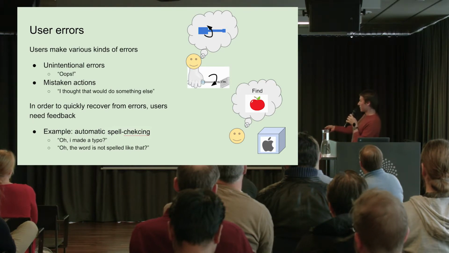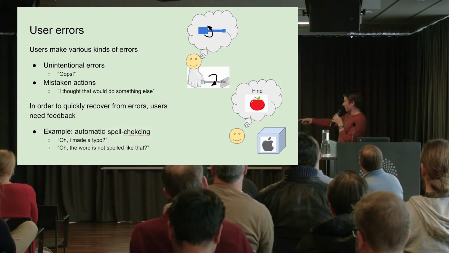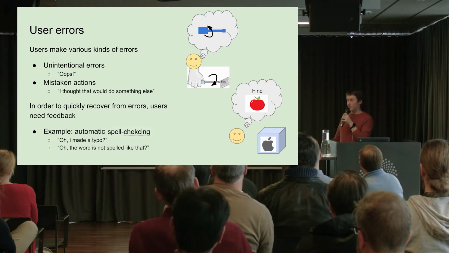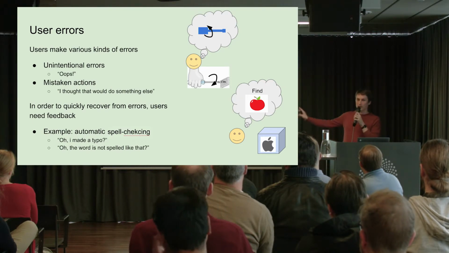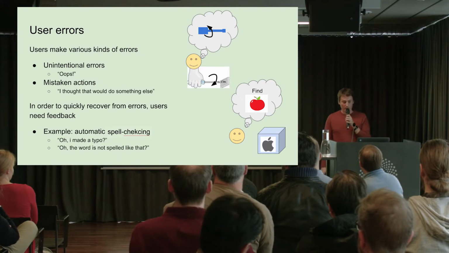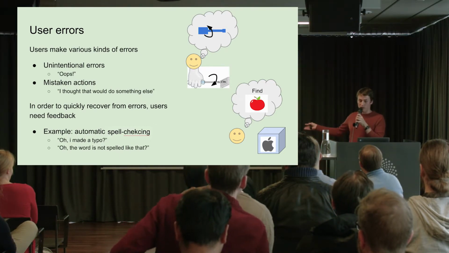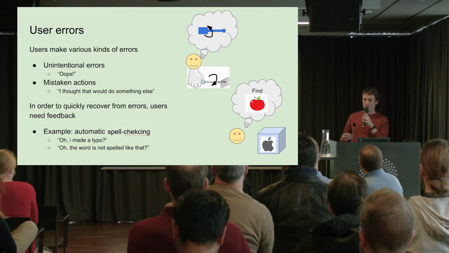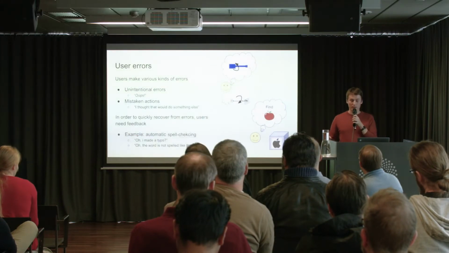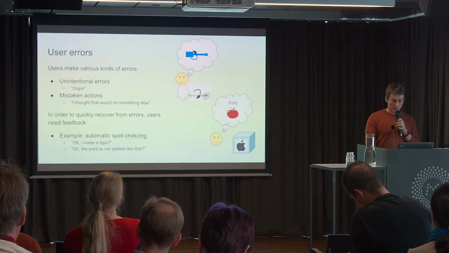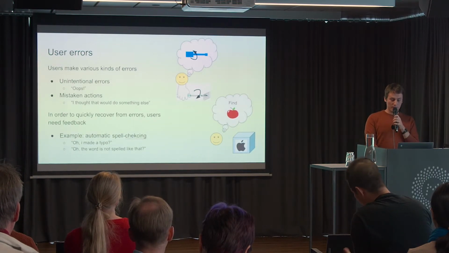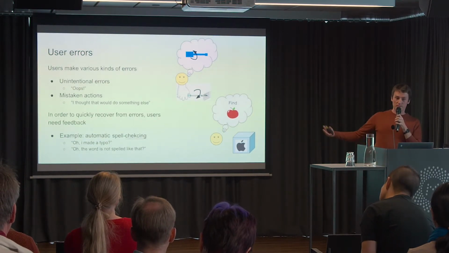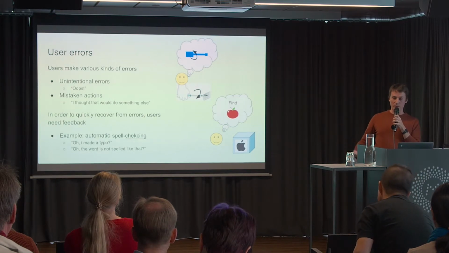The one you're probably most familiar with is spell checking. You write something and it highlights, hey, maybe you didn't actually want to type this. That actually helps for both kinds of errors. It might be that you made a typo, or you just thought that this word was spelled like that when it actually wasn't. So feedback. Now let's think. We have these machine learning systems, but do we have any spell checking for them? Can we actually help the user recover from errors?